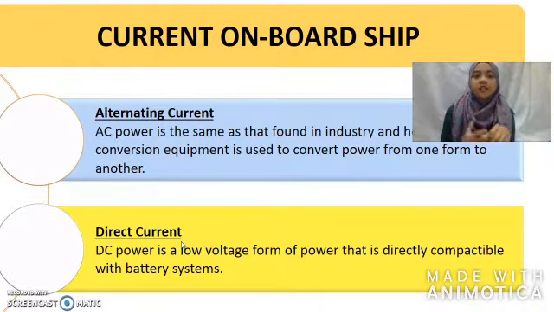Okay, direct current. Direct current on board is usually produced by a solar system, which is demanded by the DC equipment. The solar system is connected to the battery and acts as a battery charger, which the battery stores and supplies to the DC equipment or DC system if needed. DC power is a low voltage form of power that is directly compatible with the battery system. So there is a battery bank that stores the energy and will deliver the energy to the system if needed.